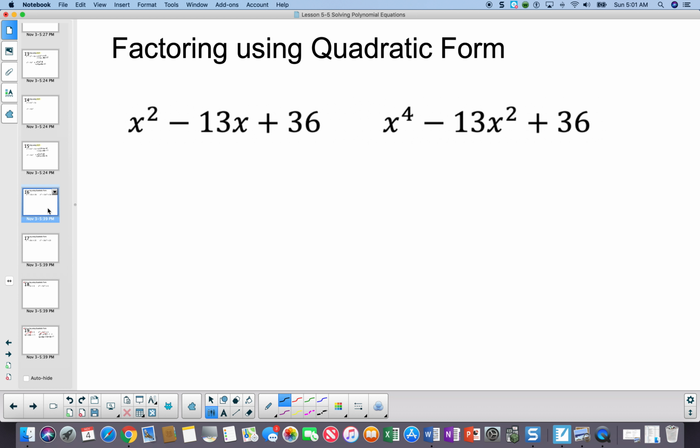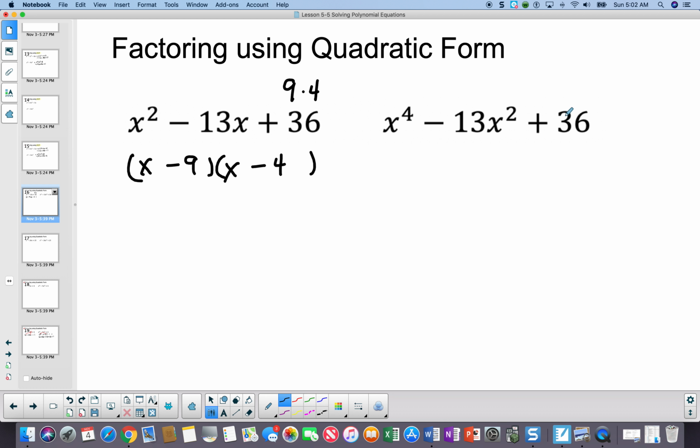Let's factor using quadratic form. Here's a quadratic, so let's go ahead and just factor it. We're going to put an x here and an x here. Now, what makes 36 is 9 times 4, and 9 times 4 is going to add up to 13. So this will be minus 9 minus 4. And that's all we can do.